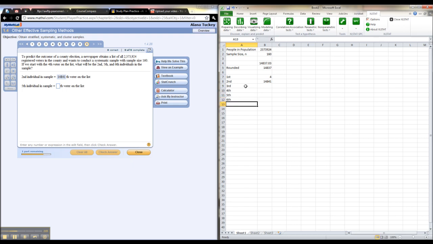Okay, so you're going to have a third, fourth, fifth, sixth. Let's just type these in. The next one is going to take this last number and add 14837 to it. And then the next one will be that one plus 14837, and so on. If you're working in Excel, you can just drag this formula down and it'll keep working. But if you're not, you can just keep adding 14837 every time.